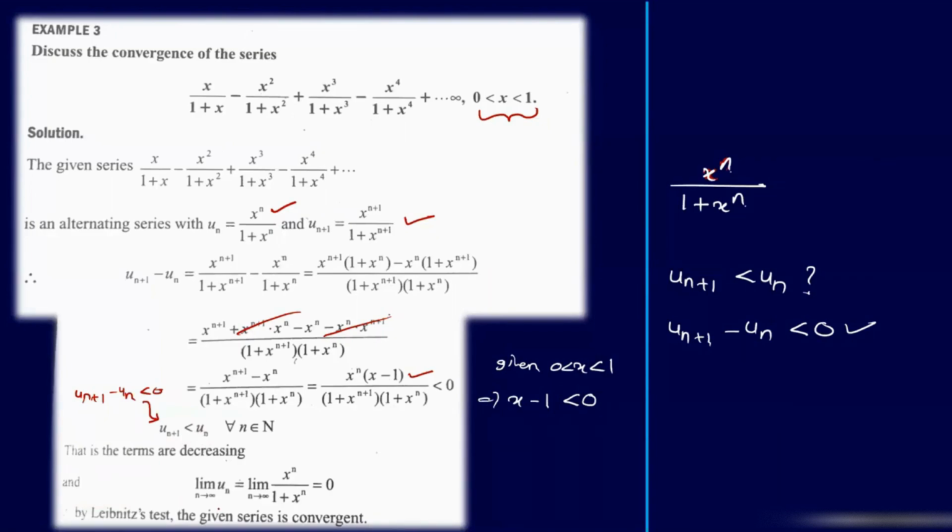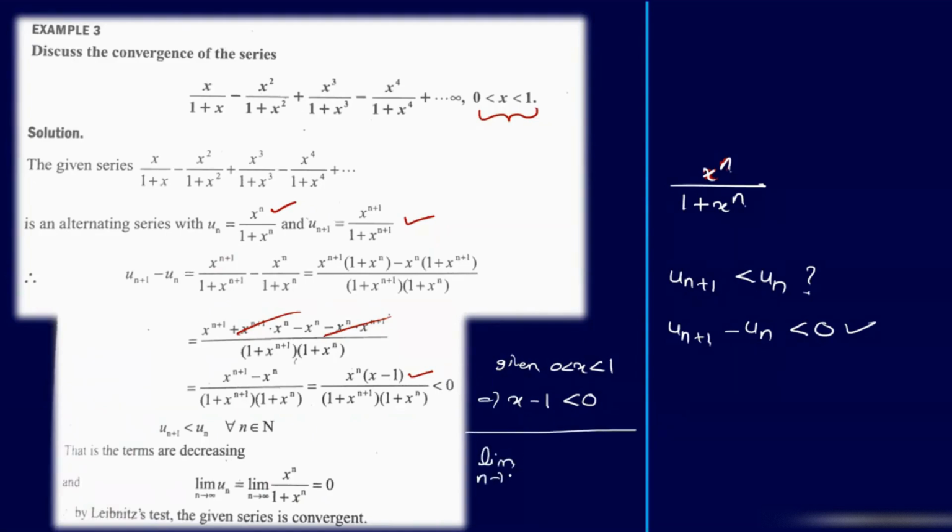Then what about the second condition? We need to take the limit. Right? As n tends to infinity, what happens to this? You need to understand. What can we do? You see, the nth term is clearly x to the power of n divided by 1 plus x to the power of n. Now see how this limit will be 0. You need to take, again, x to the power of n common from them.